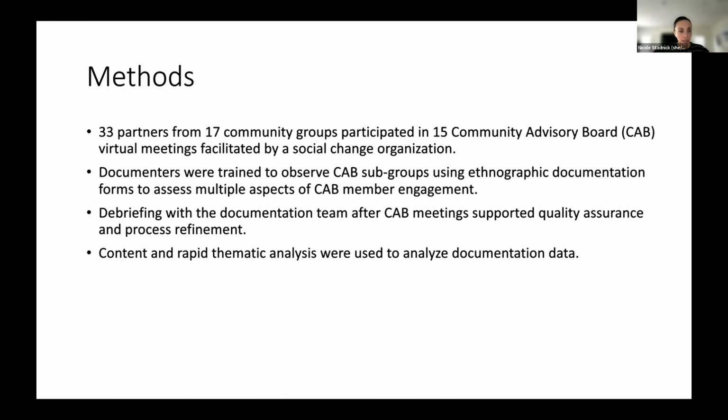So in addition to training our documenters and using these documentation forms, after each one of our advisory board meetings, we debriefed with our documentation team, and that really supported our quality assurance and whether or not we needed to make any refinements to the documentation forms or how we were all thinking about the different components of our forms. At a midpoint in our advisory board meeting process, we paused our documentation data and used content and rapid thematic analysis to really characterize the kind of engagement that we were seeing among our different partners.